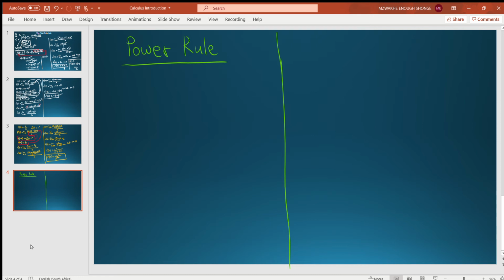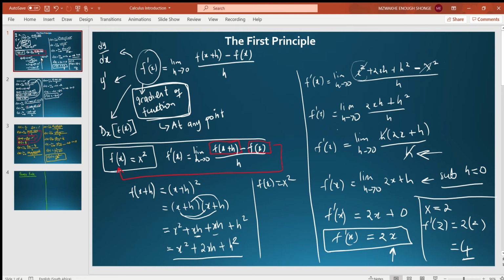Now in this video we want to go through the power rule, the calculus power rule. Remember, in our previous video we spoke about the first principle. On the first principle, what we were looking for is the derivative of the function, or the gradient of the function at any point. We were using the first principle.